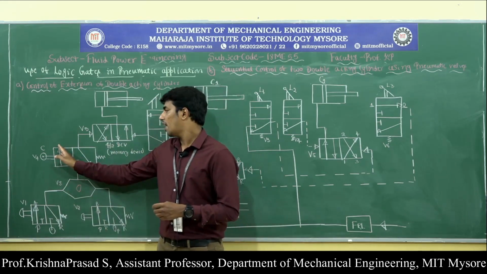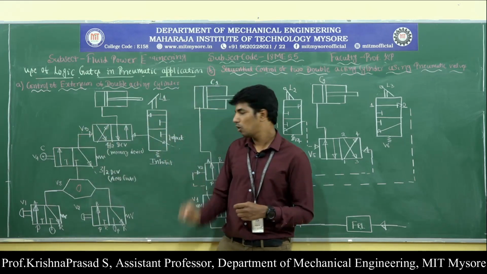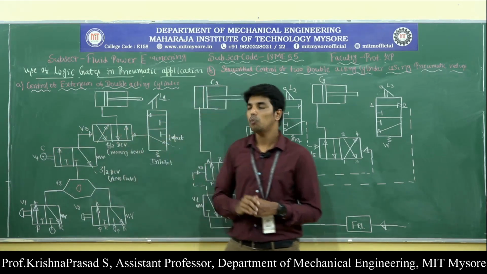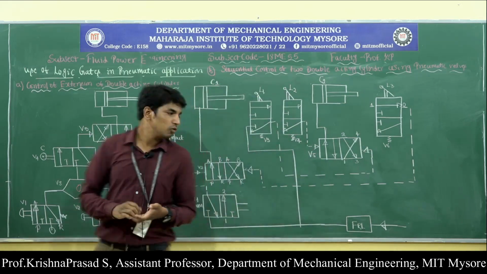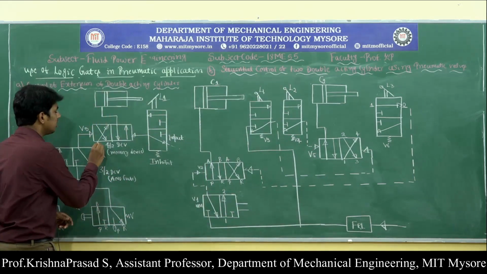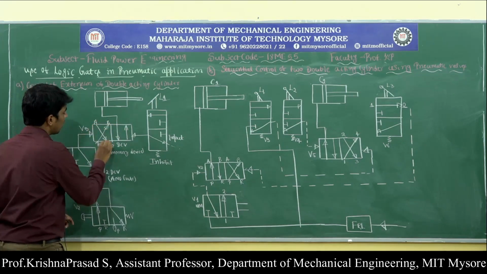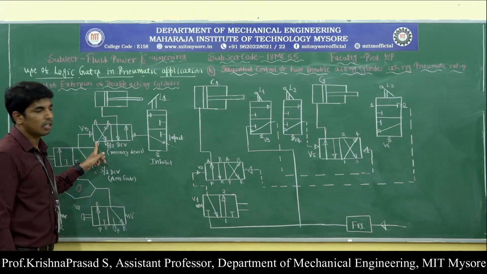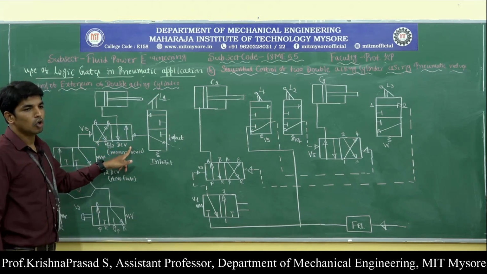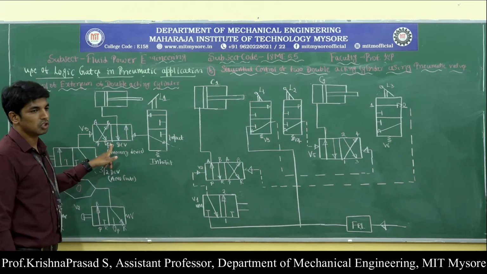From the outlet port of the AND gate, it then enters into the 4x2 direction control valve. In the 4x2 direction control valve, it is initially in the normally closed position. Once it is activated, it is shifted from the normally closed position to the normally open position.